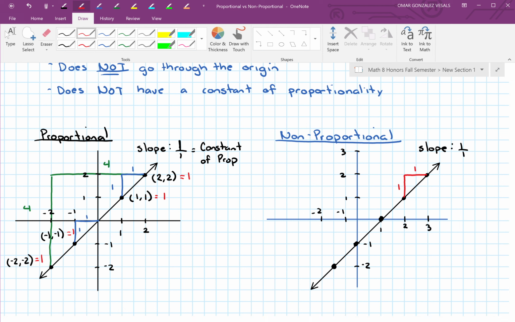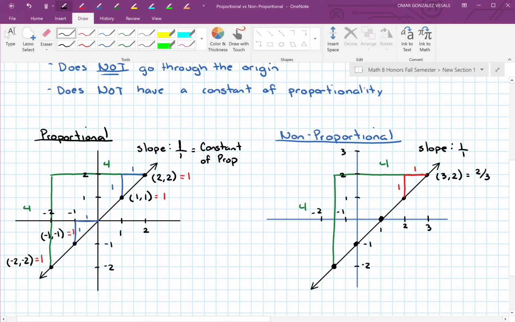Am I going too fast? We're good? Okay. Now if I was to do what Angel asked last time, if I was to go from the first point all the way to the last point, how far did I go up? 4, and I went over 4. Again, the slope is what? 1 over 1. So these two lines have the same slope. But now let's look at my constant of proportionality. This point right here is 3, comma 2. If I do 2 over 3, that's 2/3, right?